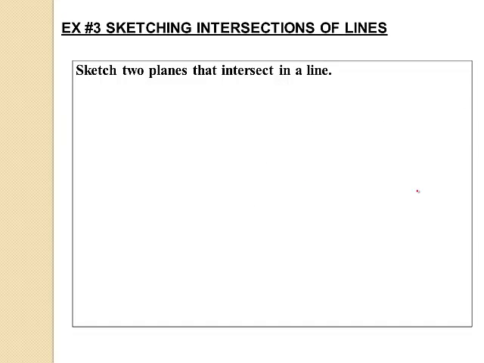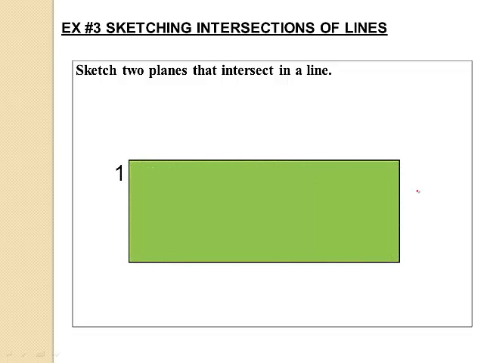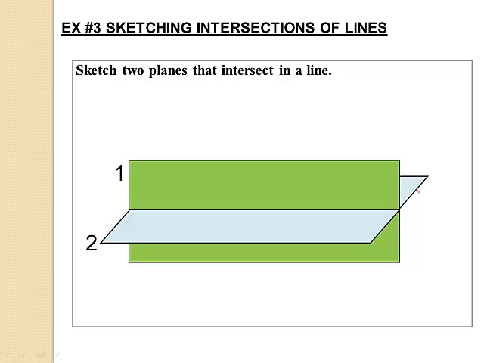So we have sketching intersection of lines. It says sketch 2 planes that intersect in a line. Think of 2 planes as note cards. They come together, they intersect in a line. So here's one. I have a rectangle. The second one's a little harder because you have to draw a plane going through, which, remember, if you can't see it, you draw a dotted line, and that acts as the imaginary part. And then we have our line.